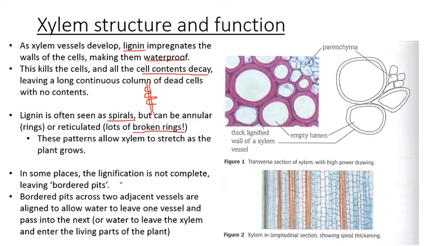Now they're actually really important. Bordered pits across two adjacent xylem vessels allow water to leave one vessel and pass into the next. You might remember from doing the communicable disease topic with Mrs. Hall that sometimes plants can have a disease. So what they'll do is they might block the xylem vessels. If they block a xylem vessel, well, how does the water get to the leaf? Well, because there are bordered pits, that water can move into adjacent xylem vessels. So if there's a xylem vessel that isn't blocked, it will still allow water all the way up.